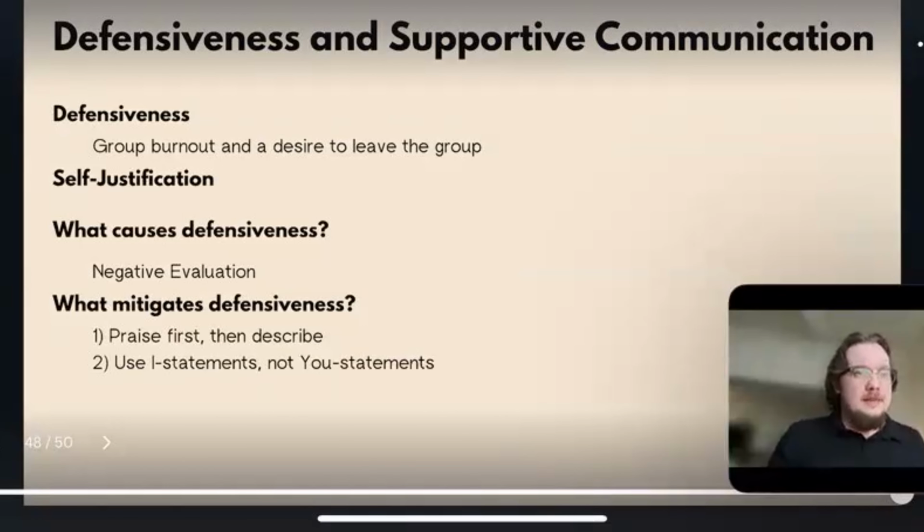Use I statements, not you statements. So that example I just gave: this is a well-written task force report. I do have a few suggestions, however, for improvement. So I have some suggestions, not I have some suggestions for you. I have some suggestions for improvement.